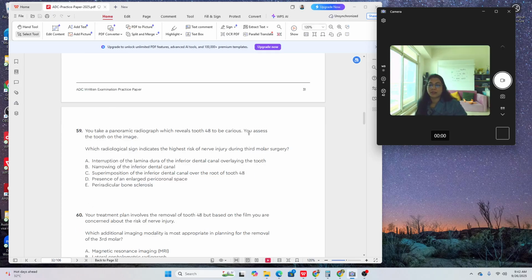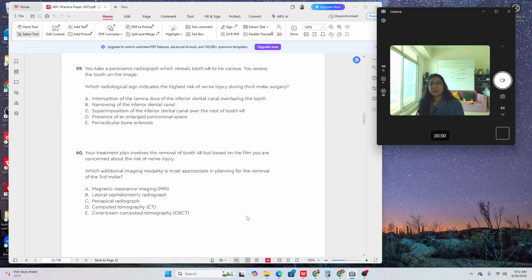That's my option B. Your treatment plan involves the removal of tooth 4-8, but based on the film, you are concerned about the risk of nerve injury. Which additional imaging modality is most appropriate? I keep on saying in all my videos, focus on the keywords. Most appropriate in planning for the removal of third molar. Most appropriate means all the options will be correct. All will be appropriate options, but which is the most appropriate?